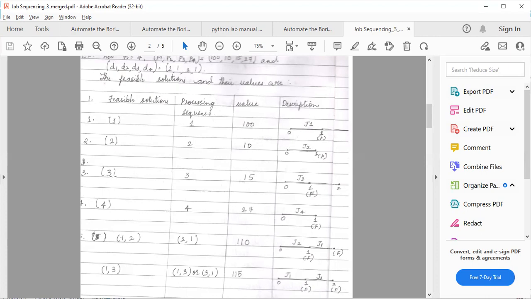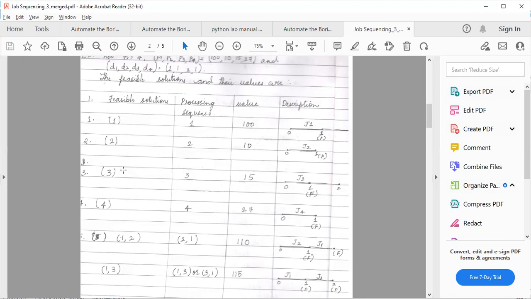Another one, job 3. You can see here, this is another one, and again we don't have a processing sequence here. This processing sequence over here is just 3, and the profit associated with it is 15. Therefore, we are going to write down 15 here. And now here you can see this job has got accomplished within 1 unit of time.